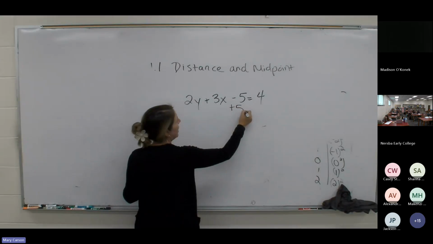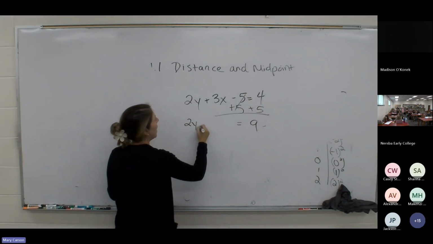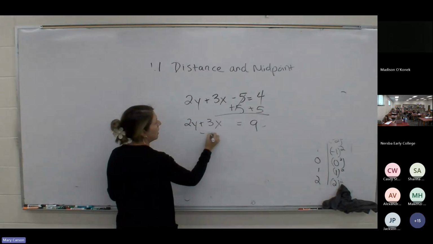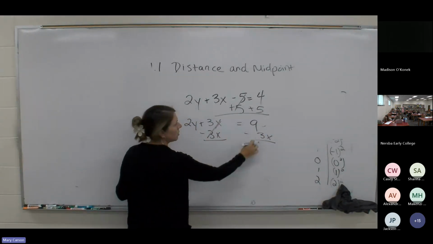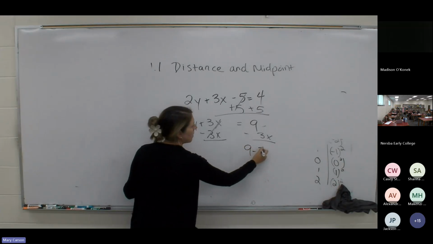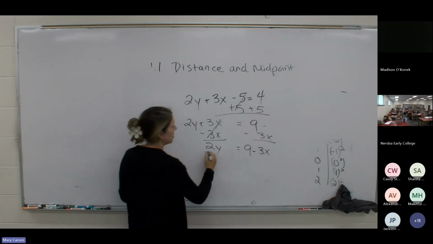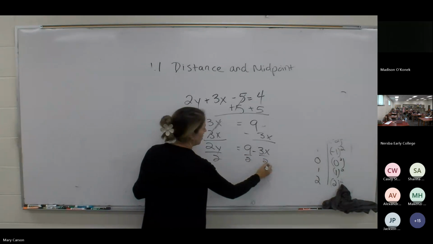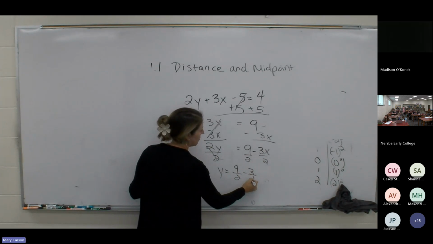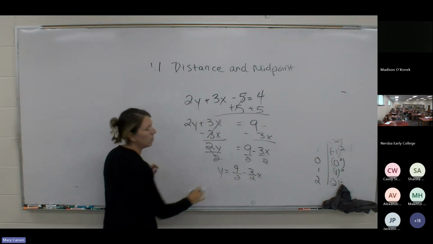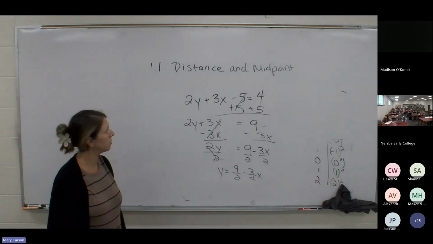So what we did is we added the 5. And this was 9 equals 2y plus 3x. And then I moved the 3x over. These are not like terms, so we just write this as 9 minus 3x. And then the last thing I did was divide by 2. And so you end up with y equals 9 halves minus 3 halves x. And this is what you would be able to put in Desmos or plug in on the table.